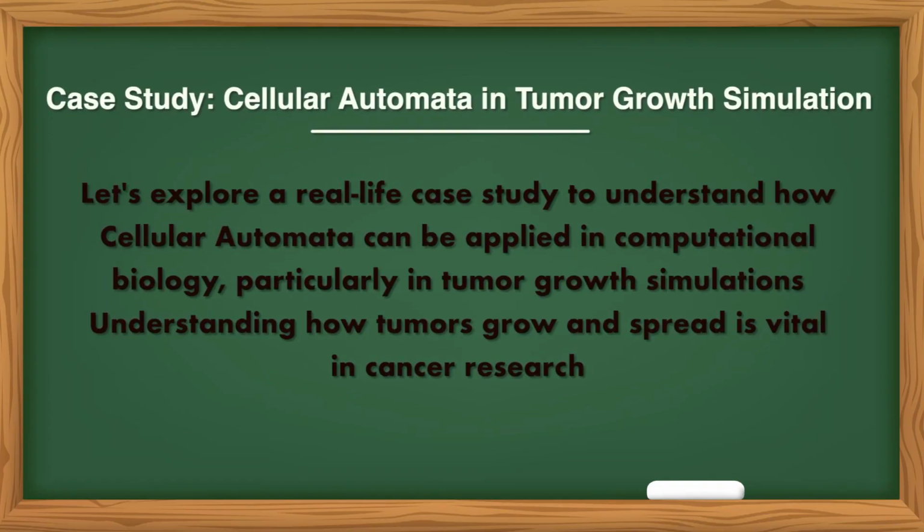Let us see a particular case study. This case study is about cellular automata in the case of tumor growth. So, let us explore this particular case. Now in computational biology, cellular automata can be applied for various diseases like tumor growth or cancer growth. Understanding how a tumor can spread over time is very vital in cancer research.